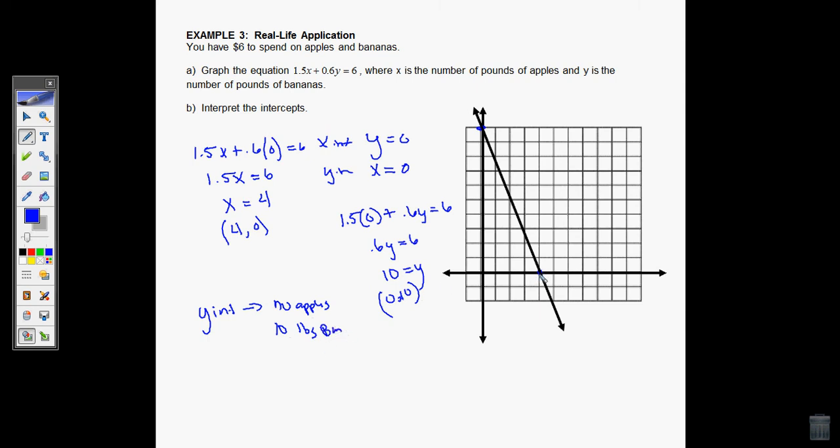My x-intercept, on the other hand, the exact opposite end of the spectrum, tells me I chose, because the y is 0, I chose 0 pounds of bananas but instead 4 pounds of apples.